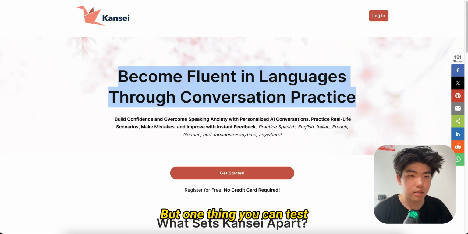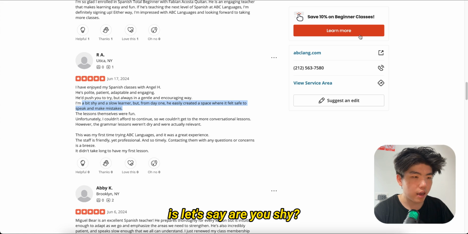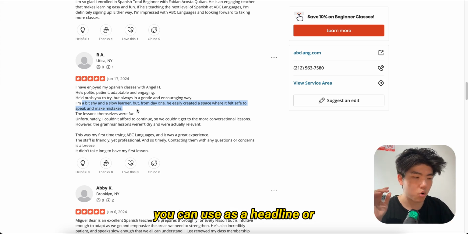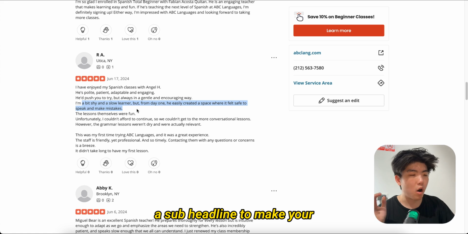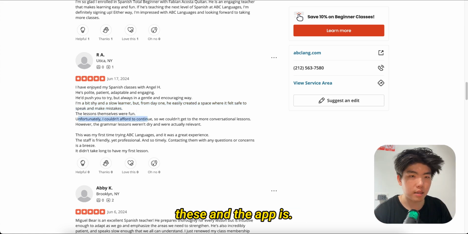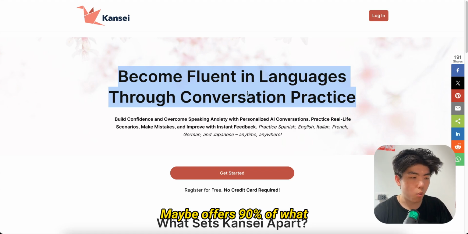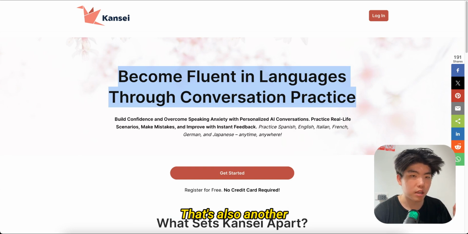But one thing you can test is, let's say, are you shy and a slow learner and you don't want to be embarrassed in a physical class? You can practice at the safety of your own home, where it's safe to speak and make mistakes, right? That's just another angle that you can use as a headline or a sub-headline to make your offer much more compelling. An app maybe offers 90% of what the schools offer, but it's much more affordable. That's also another selling point, right?